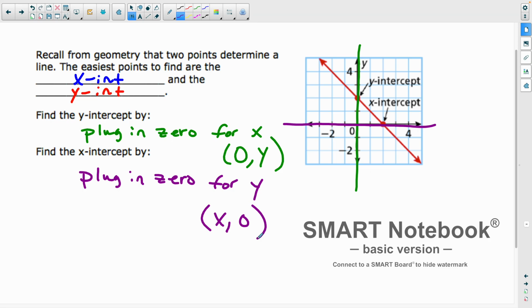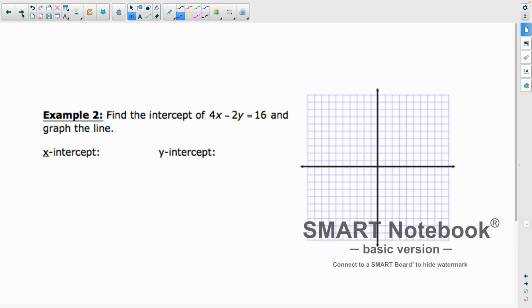So let's try one of these. If I were to ask you to graph this equation right here, we're going to graph 4x minus 2y equals 16. What format is this in right now? Standard form. Now, many times how would you handle that? You'd move the x to the other side, then you divide by 2, and you put it in slope-intercept form.